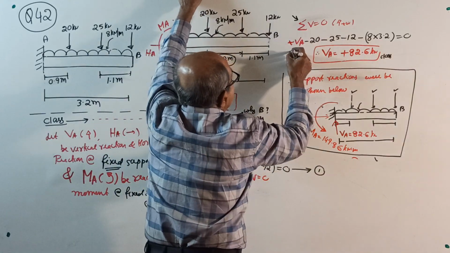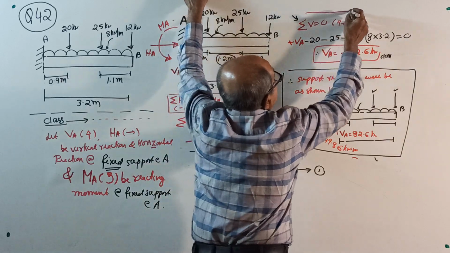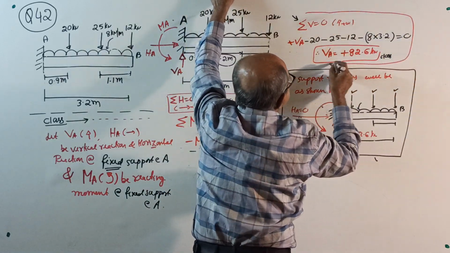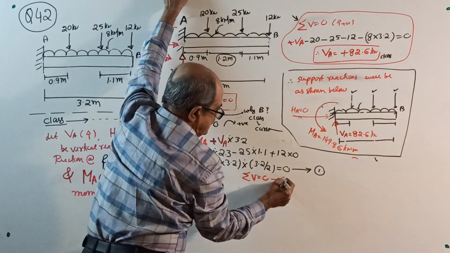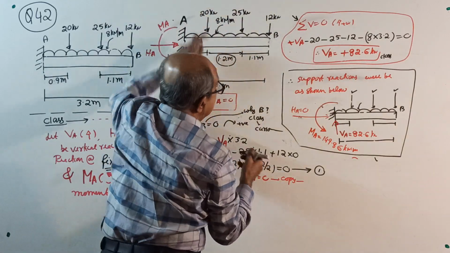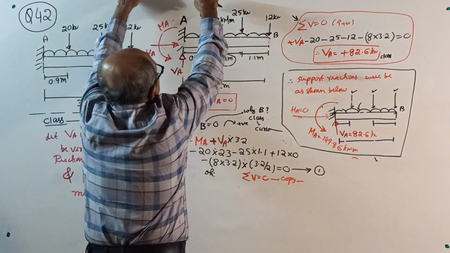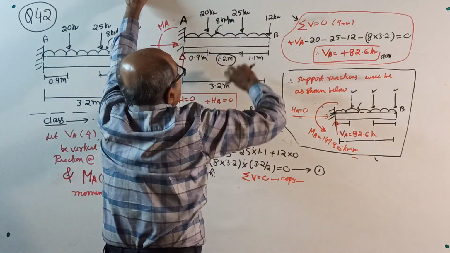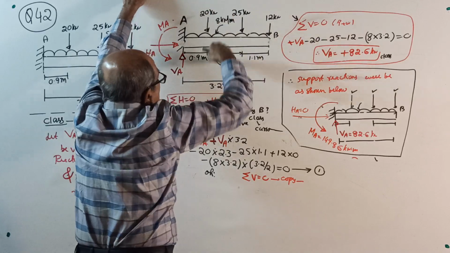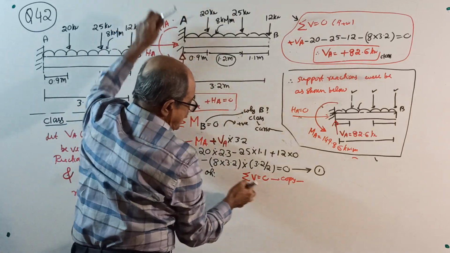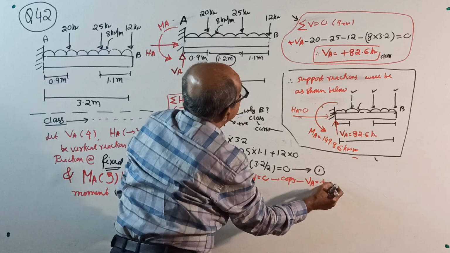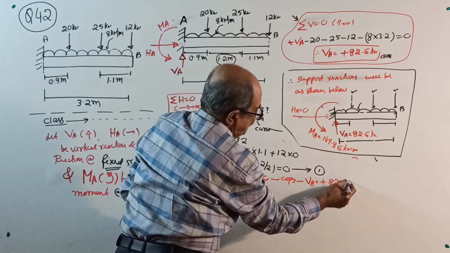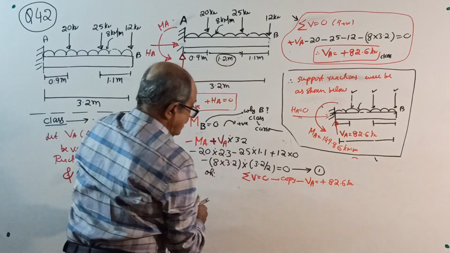Whatever is there, copy. See, sigma V0. I already wrote it here, why should I waste time? Sigma V0 is there. Okay, copy it. Plus VA minus 20, minus 25, minus 12, minus 8 into 3.20. Therefore, VA we got how much? Plus 82.6 kilonewton.